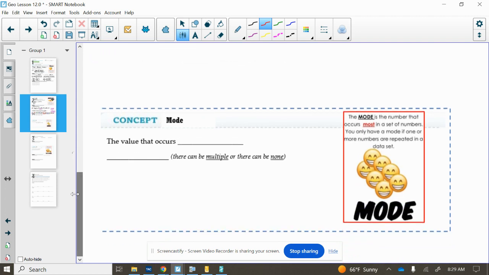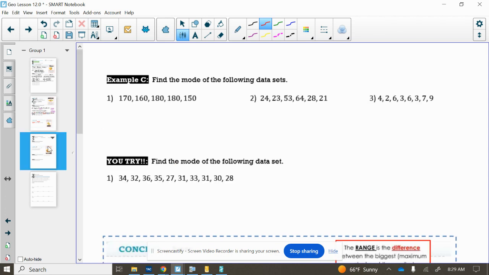Our last measure of central tendency is the mode, and this is the number that occurs the most often in a data set. And there may be multiple or there may be none in each set of data. So if we look at the next page, all right, notice in our data sets, we see that the number 180 is used twice, while the others are only used once. So 180 would be our mode.